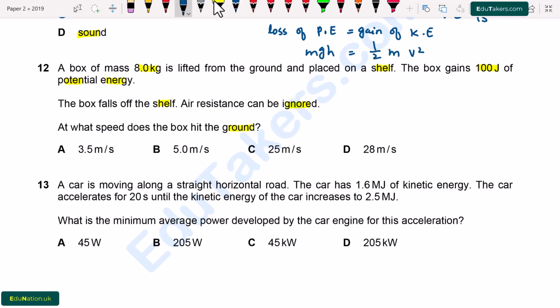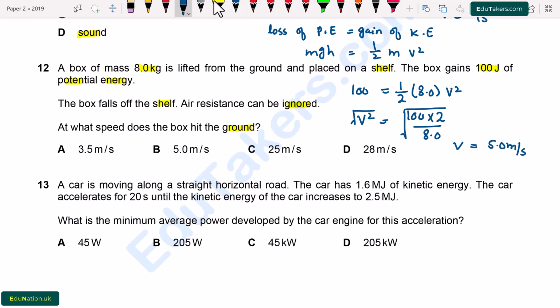Now I am going to put values here. Potential energy is given 100 joule. So I write here 100. It will be equal to 1 over 2. Mass is 8.0 multiplied by v square. So v square will be equal to 100 multiplied by 2 divided by 8.0, and I have to take square root on both sides. So v will be equal to 5.0 meter per second. Now we see the options. Option A 3.5 meter per second, B 5.0 meter per second. So option B is correct.